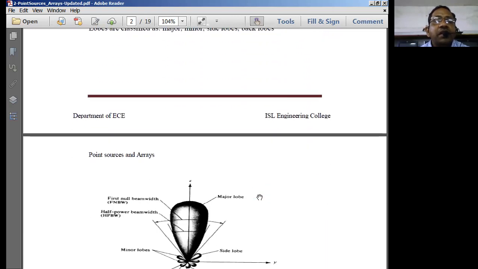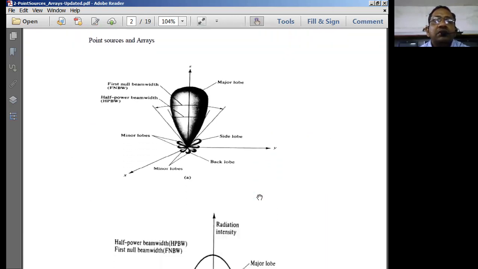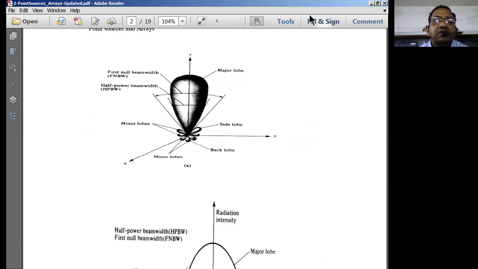Then we can see the similar radiation pattern in a three-dimensional figure, something like this. This is the same figure we showed earlier, drawn in three dimensions. There are two nulls here. What is a null? Absence of signal is known as a null. Between the major lobe and the side lobe, there is a null point. The angular distance between these two nulls is equal to the first null beam width, the beam width that occurs at the first null.